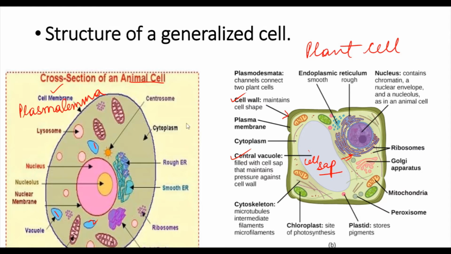Next, you can see that there is a prominent centrosome present in an animal cell, but there is no such centrosome present in a plant cell. So these were some differences, very, very important differences.